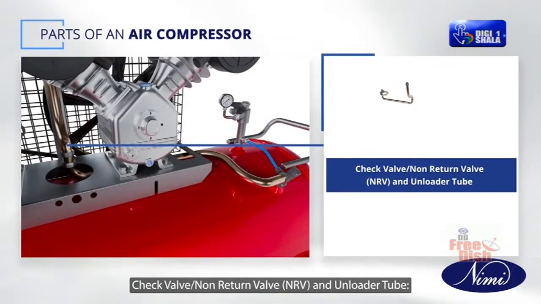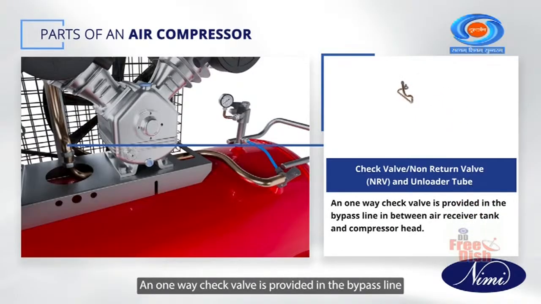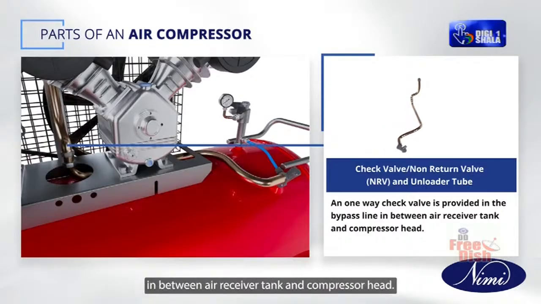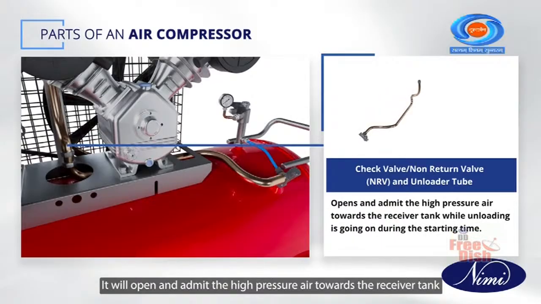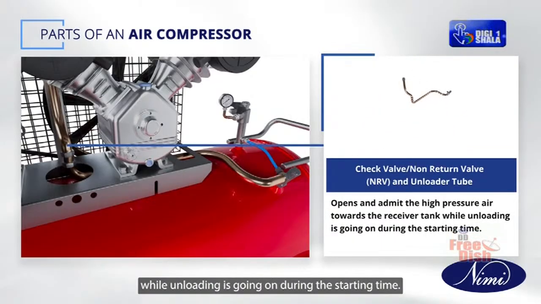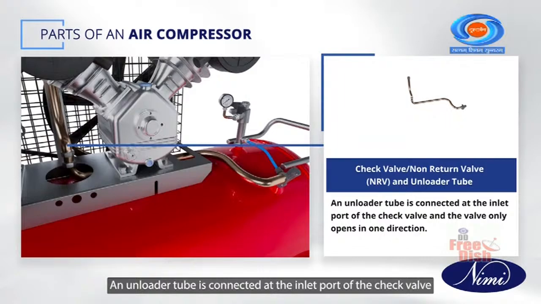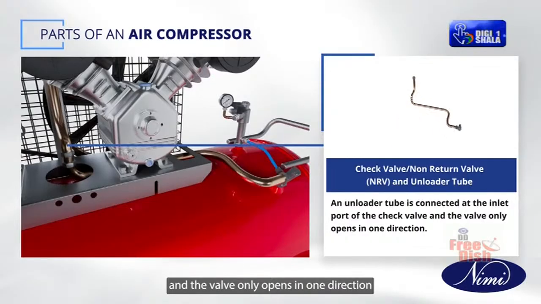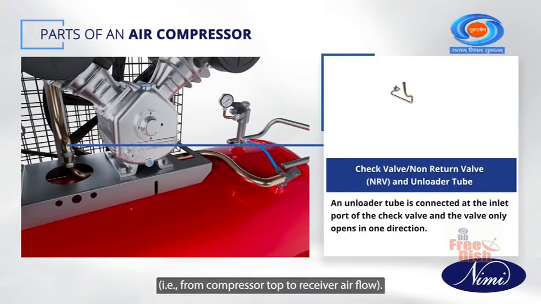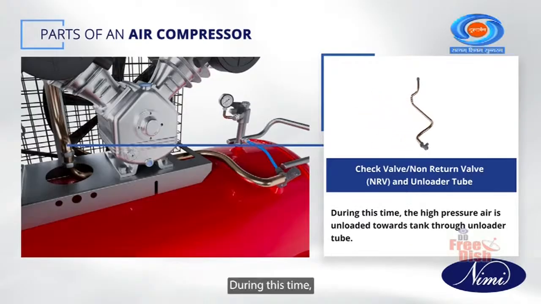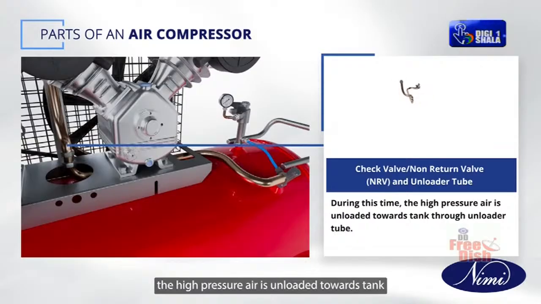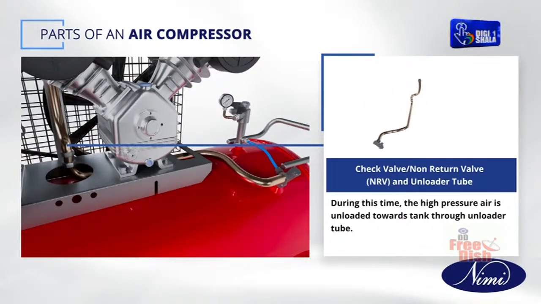Check valve or non-return valve (NRV) and unloader tube. A one-way check valve is provided in the bypass line between the air receiver tank and compressor head. It will open and admit the high pressure air towards the receiver tank while unloading is going on during the starting time. An unloader tube is connected at the inlet port of the check valve and the valve only opens in one direction, that is, from compressor top to receiver airflow. During this time, the high pressure air is unloaded towards the tank through the unloader tube.